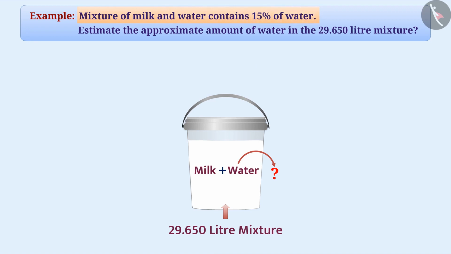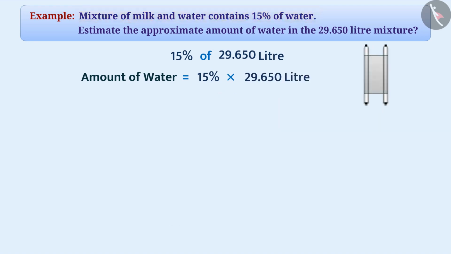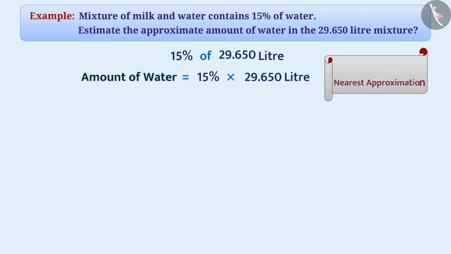In this way, in the total 29.650 liter mixture, water will be 15% of 29.650 liter, that is 15% multiplied by 29.650 liter. First of all, we will do the nearest approximation of 29.650 liter, that will be 30 liter. In this way, the amount of water will be 15% of 30 liter.